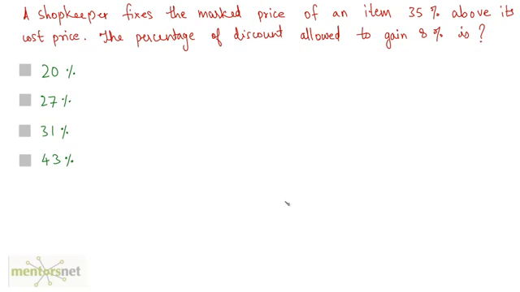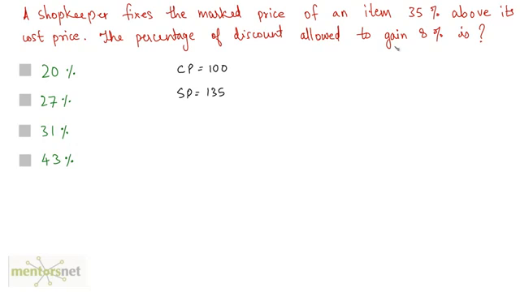A shopkeeper fixes the marked price of an item 35% above its cost price. The percentage of discount allowed to gain 8% is. First of all, let us assume that the cost price is 100 rupees. Now this shopkeeper fixes the marked price, that is the selling price of this item, 35% above its cost price. So this cost price is increased by 35% to give the selling price. So selling price is equal to 100 plus 35, which is 135.